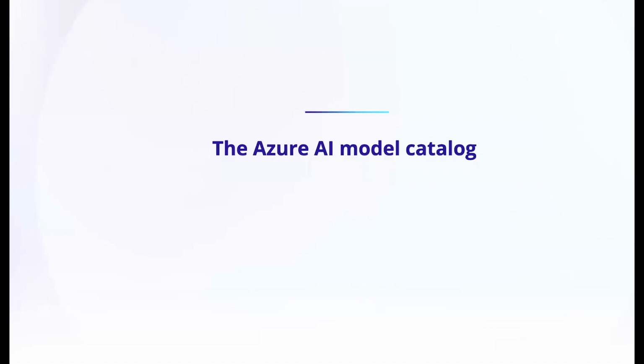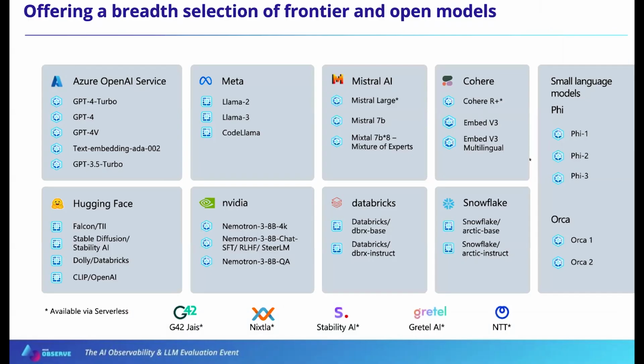So this is when the breadth of options comes in. What we're seeing here is the Azure AI model catalog, all the breadth of models that we offer for you to get started building applications in your ecosystem. We have, of course, frontier models from Azure OpenAI, from Mistral, from Cohere, and also specific niche models like small language models like Phi that is also coming from Microsoft, but also open source models coming from Hugging Face, Databricks, Snowflake. So we have a very interesting variety of models that you can use for your applications.